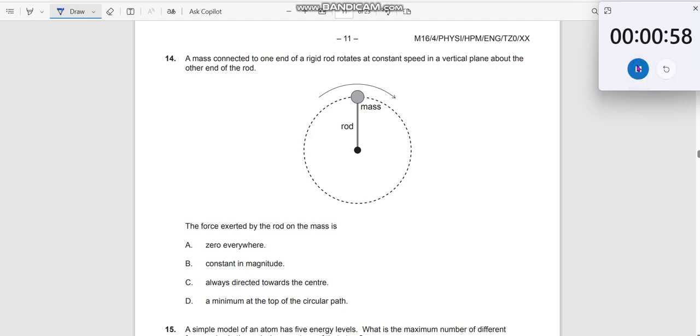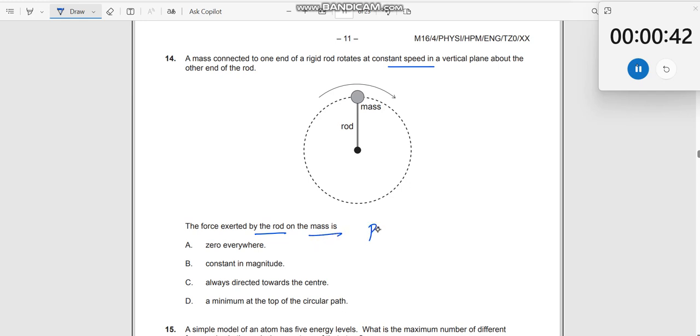Question number 14. A mass connected to one end of a rigid rod. This is your rigid rod, not a string. At constant speed in a vertical plane. That means it is under gravity also. About the other end of the rod, it's connected here. The force exerted by the rod on the mass.